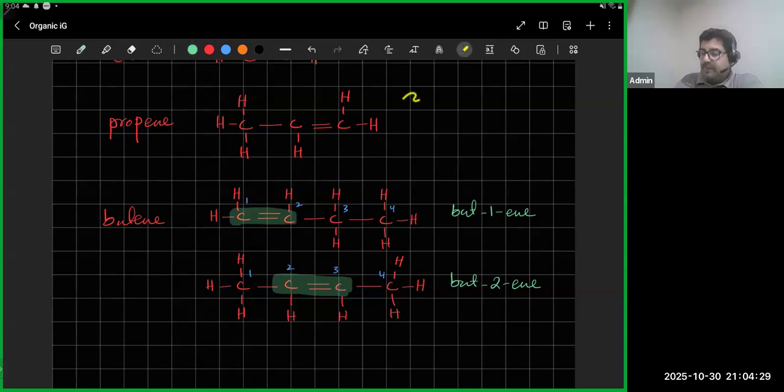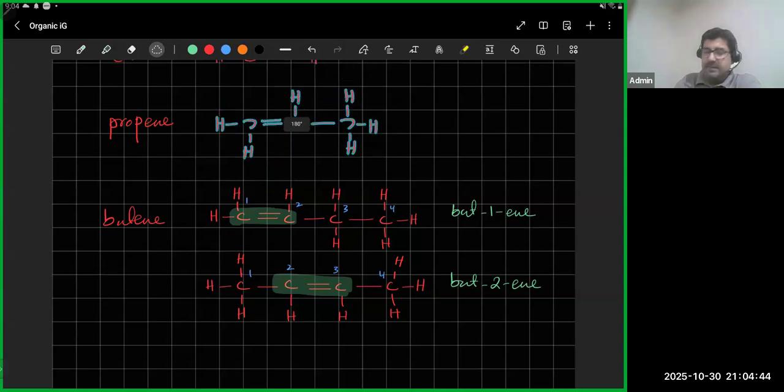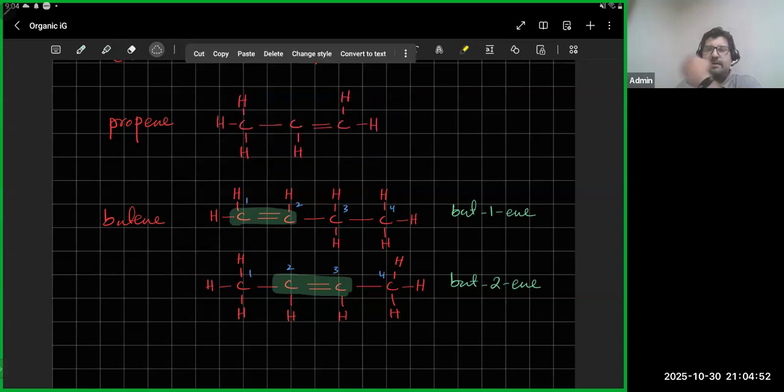Because in propene, if you put the double bond over here or you put the double bond over here, that's exactly the same thing. It's just a flipped around version. If I pick this up and simply rotate it, the double bond is now on the left side. So the double bond being on the left side or the right side, that's exactly the same.